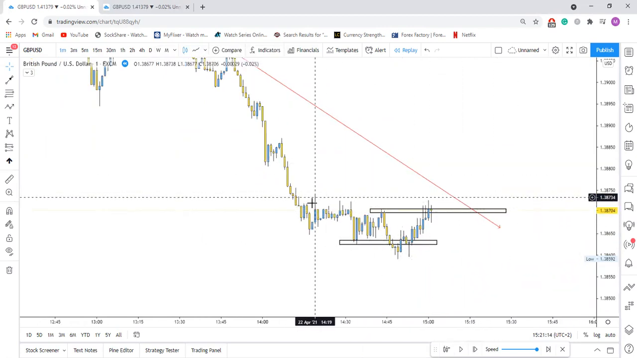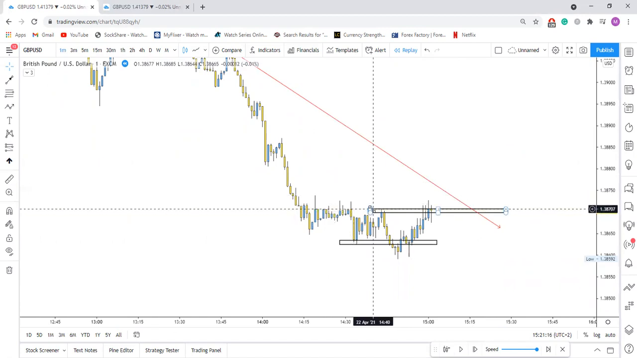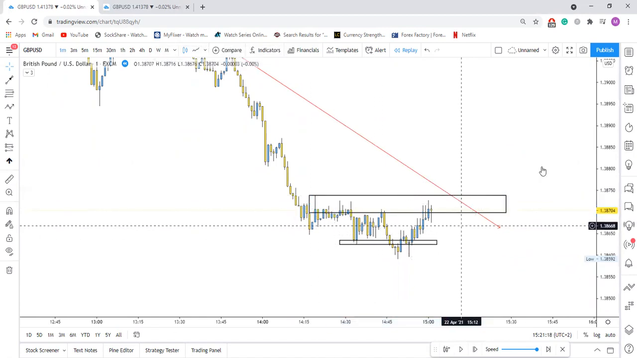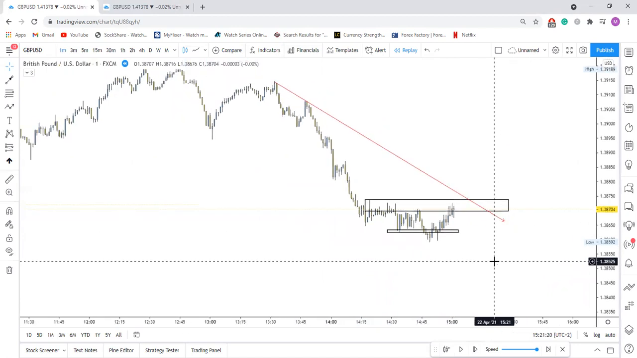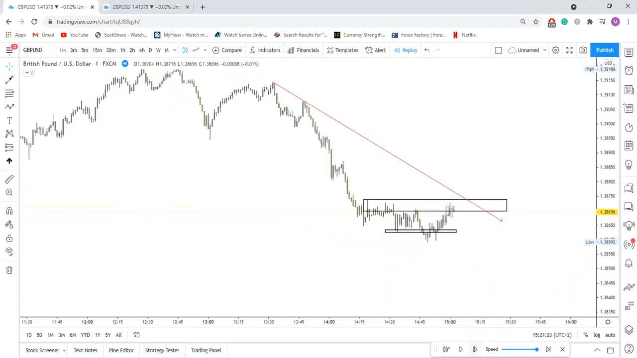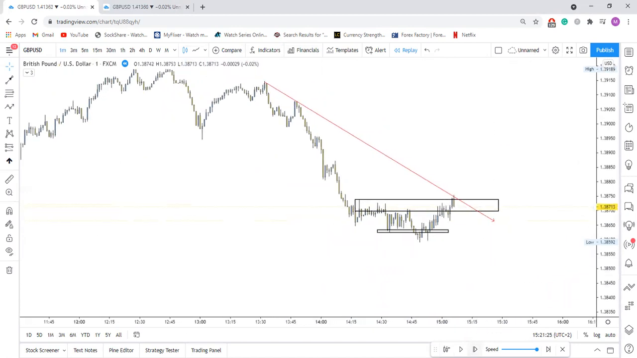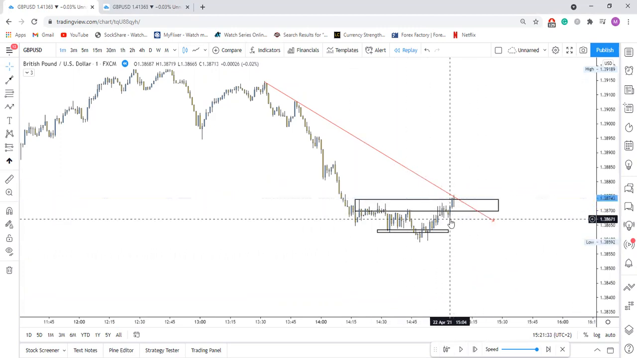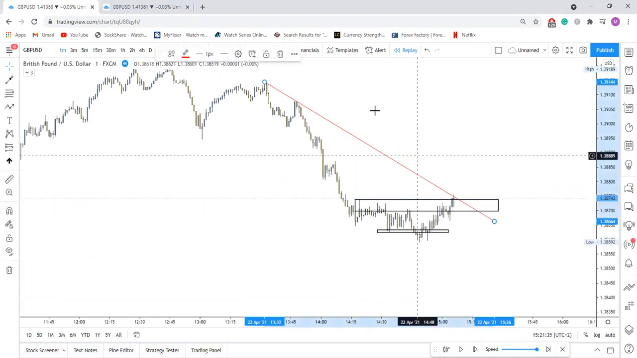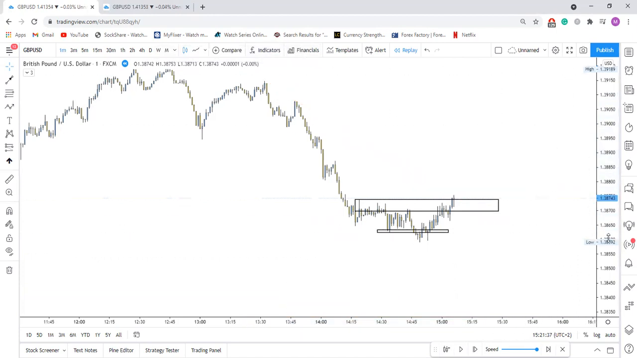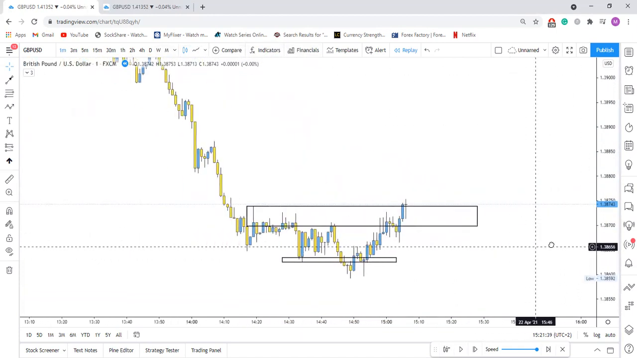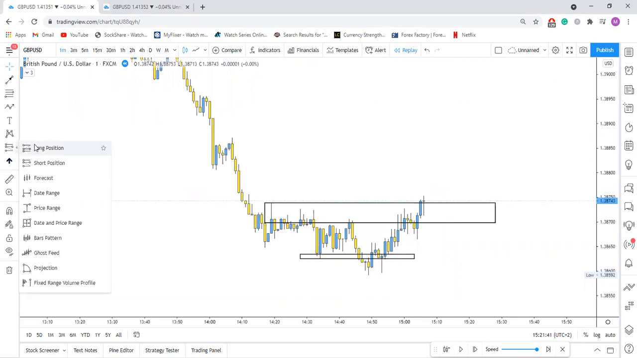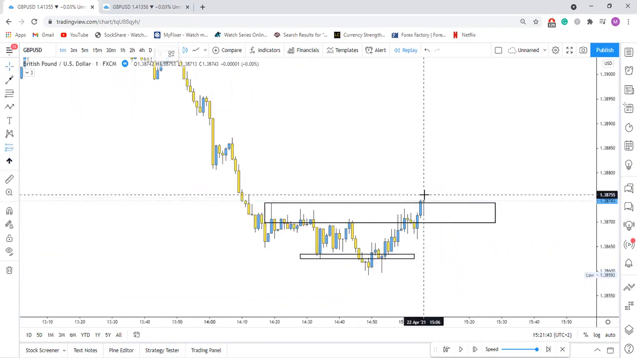Okay, if we do break this area here along with the trend line, I do think that will be a good confirmation that we are going up. Okay, boom. That's a break. This is definitely a break. That's kind of a retest. Let me see. Can we get in here?